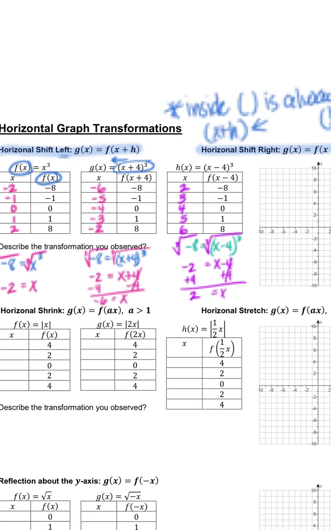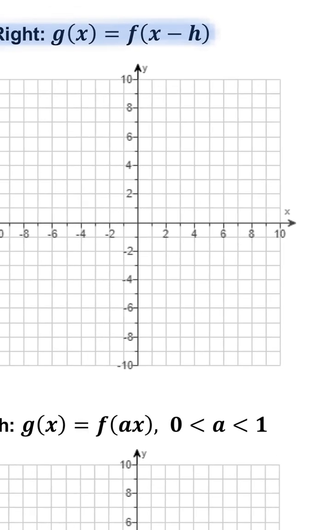So starting with our original points here, we've got negative 2, negative 8, negative 1, negative 1. I totally went backwards on that. Let me start over. Starting over. All right. Negative 2, negative 8. Negative 1, negative 1. 0, 0, 1, 1, 2, 8. So again, we have that curvy graph. So there is our function.